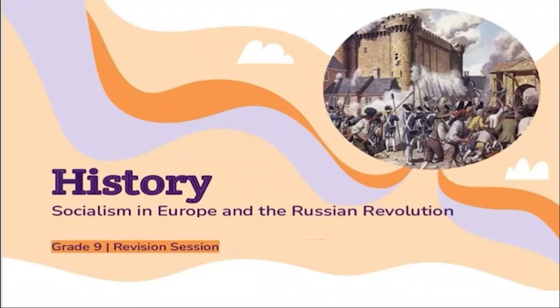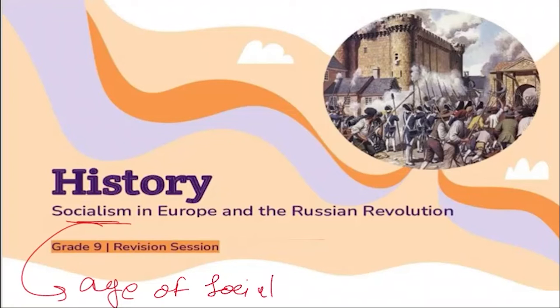So when you talk about socialism, what happened? We all know that after the French Revolution, people were much interested in getting socialized. After the French Revolution, people thought that we also want to do such things. So in socialism, there was an age of social change, and people had different views on it.